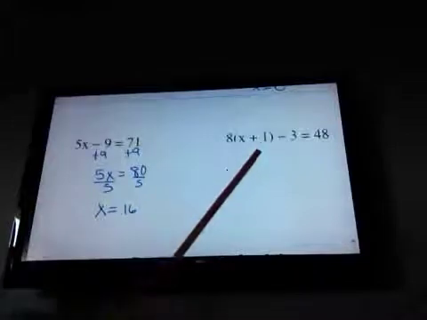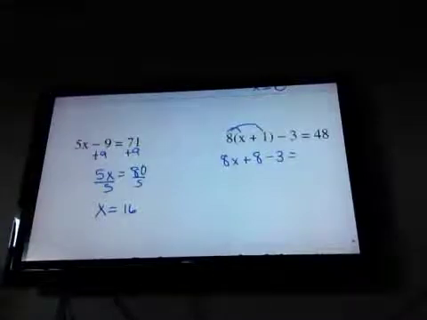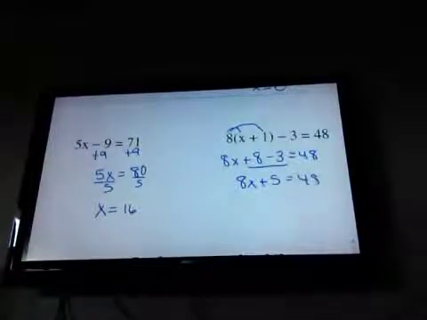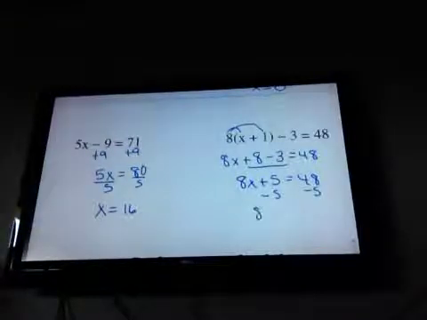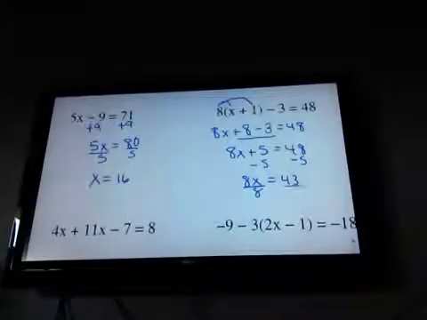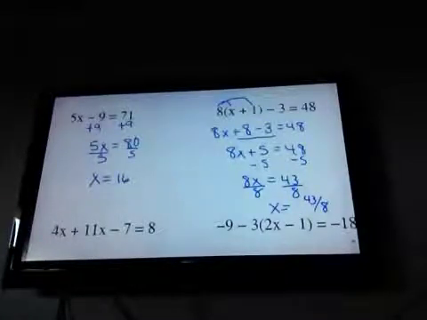Here I have parentheses, so undo the parentheses first. Distribute 8 times x, 8 times 1 is 8. Minus 3 equals 48. Collect those like terms. So I have 5, positive 8 minus 3. Subtract 5. And 8x equals 43. And divide by 8. I am good with leaving it as 43 over 8.